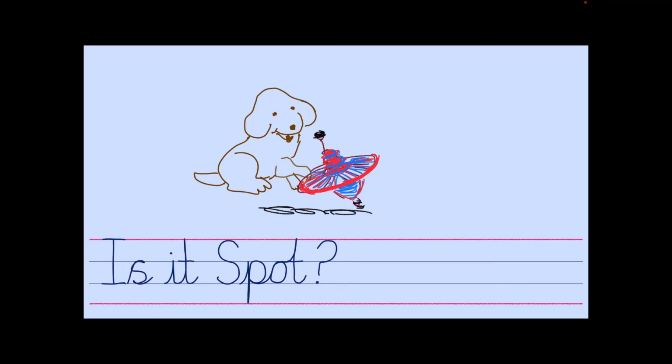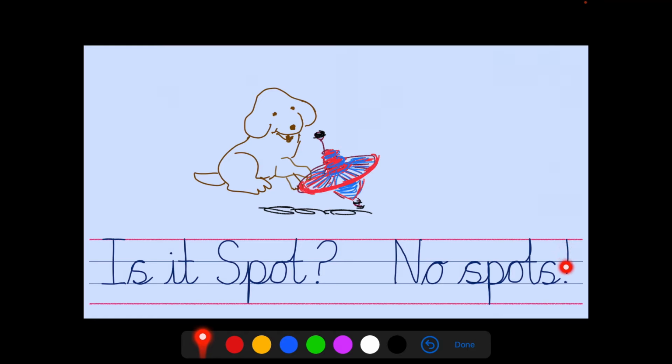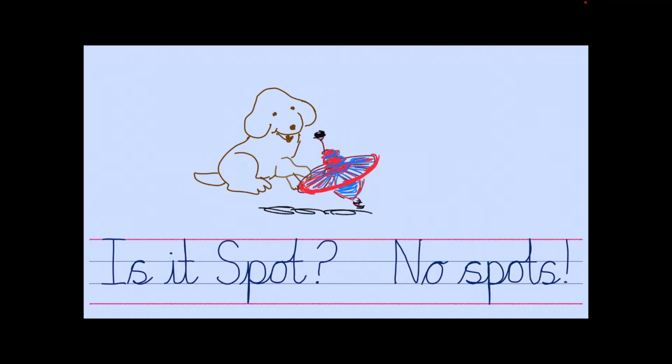How about the next sentence? No spots. Have a go at writing that one. Here we are. No spots. And we can tell that's how it was said because of the exclamation mark. I think maybe the owner had got a little bit fed up with being asked that. If a puppy's got no spots, you aren't going to call it Spot.